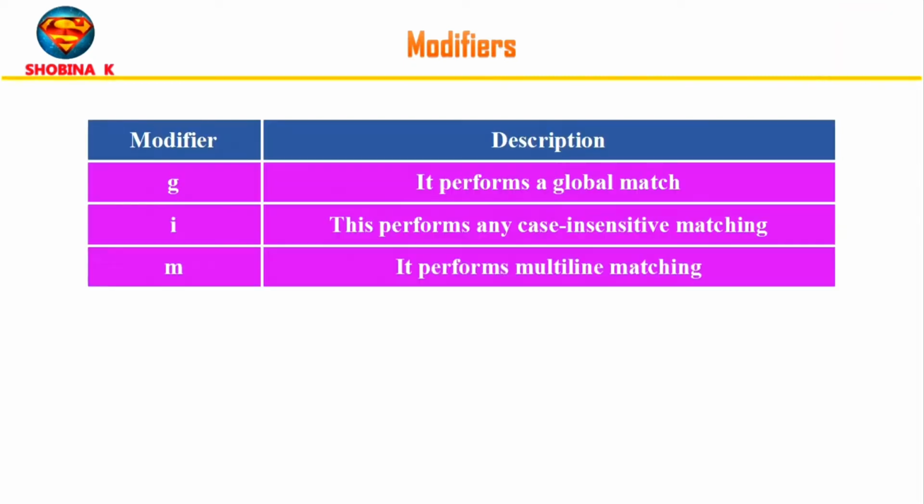And finally, we have the M modifier. This performs a multi-line matching. If you have 3 or 4 lines in your string, it will perform a multi-line matching. That is, it will find that particular word or character from all of those lines present in your string. So these were the 3 main modifiers that we have. Now let's move on and see how these modifiers actually work in JavaScript.